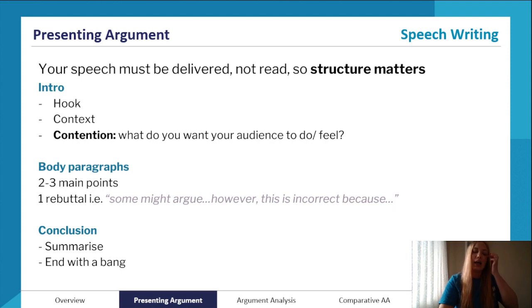but you need to have one. And then in your conclusion, summarize what you've discussed and try to end on an impactful note. We talked about bookending and how that might achieve that. Finish on some impactful, emotive sentences, maybe calls to action, some impressive appeals.